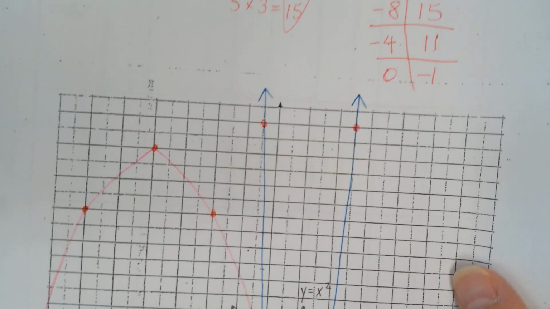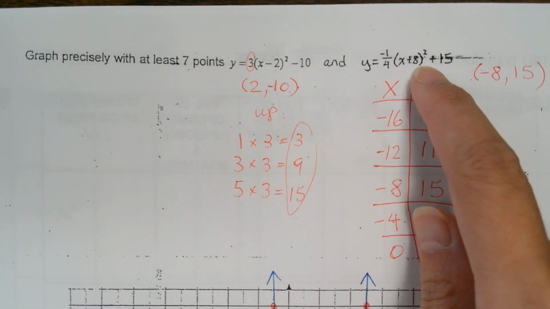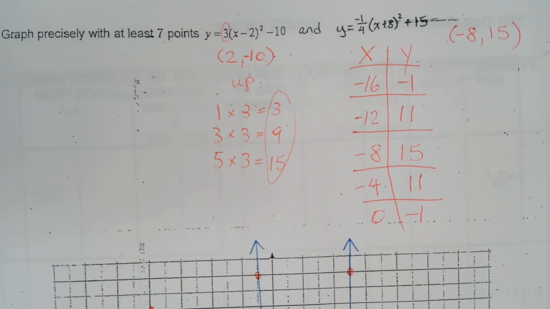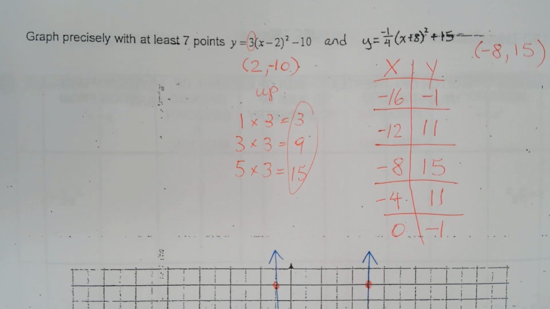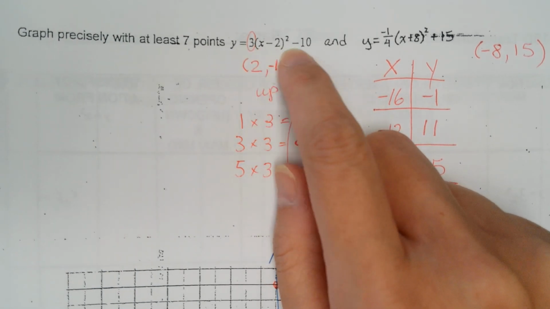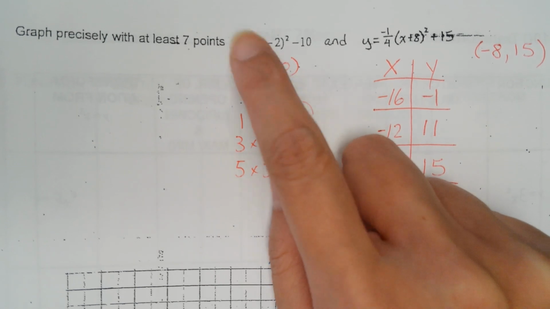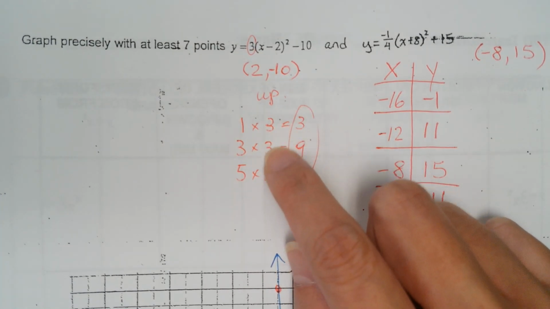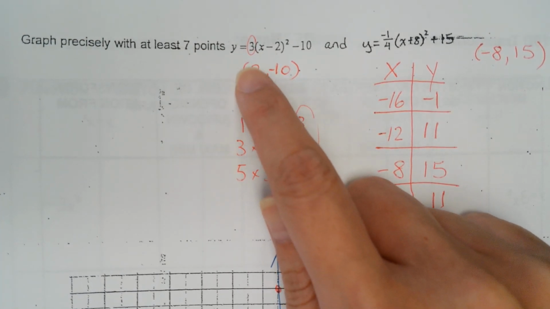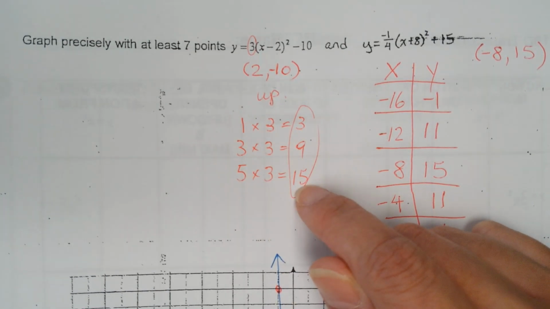Okay. On the back, you were to graph these two parabolas. Now I want to go over the 3 methods that you could use to graph the parabola. All right. So first method, let's say the step method. So looking at this, I know my vertex is 2, -10, and it opens upwards. So times everything by 3 because it's stretched by 3. That's my a value. So my new steps are 3, 9, and 15.